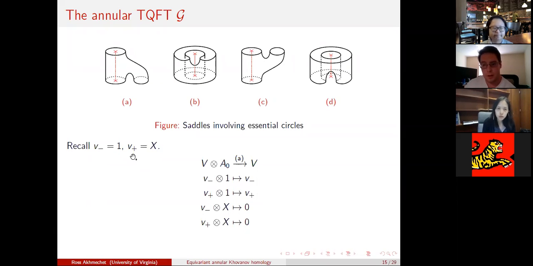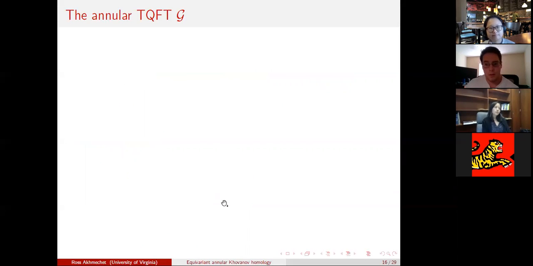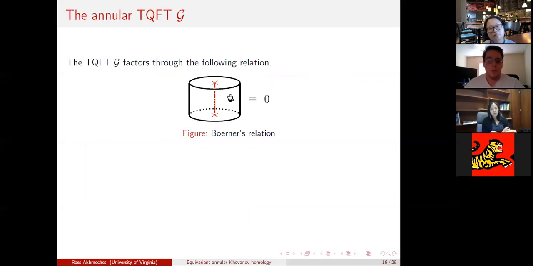But that increases the annular degree, so normally there would have been an x instead of the 0 in the third line, but that's killed once you forget the portion that increases the annular grading. All the other lines are the same. And what you see from this is that x acts trivially on any essential circle. That's a feature of this annular theory. So x acts by 0 on all the essential circles, and that's represented by this pictorial relation.